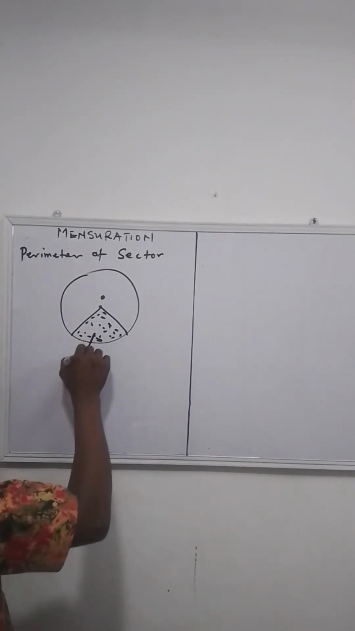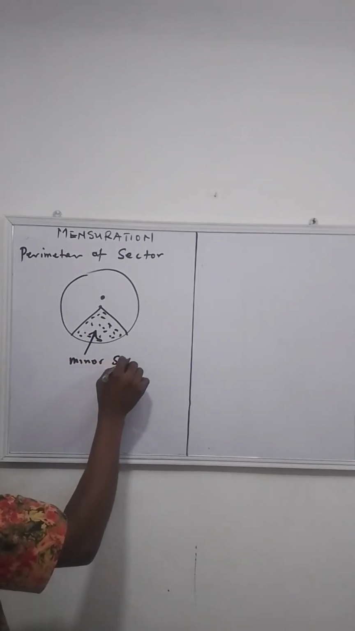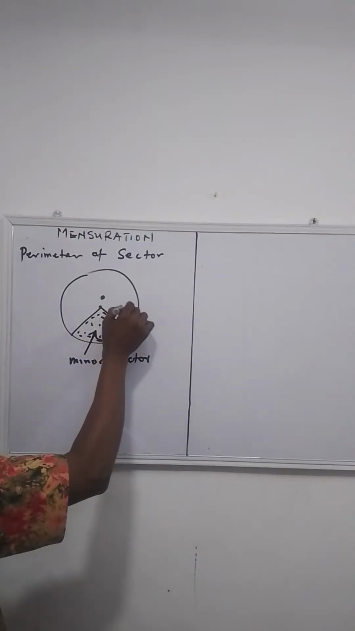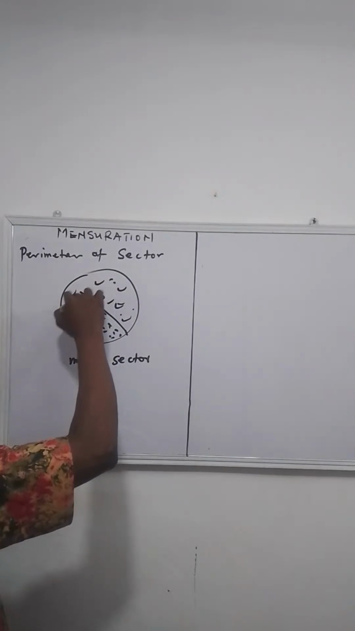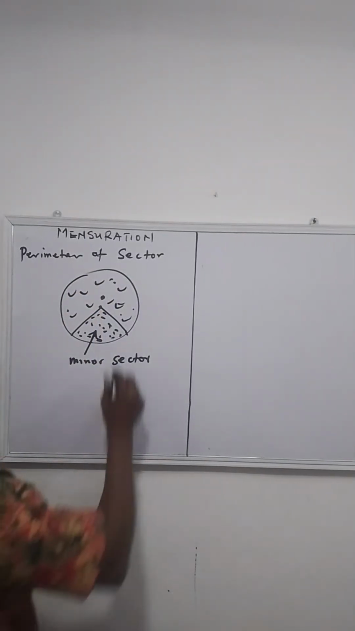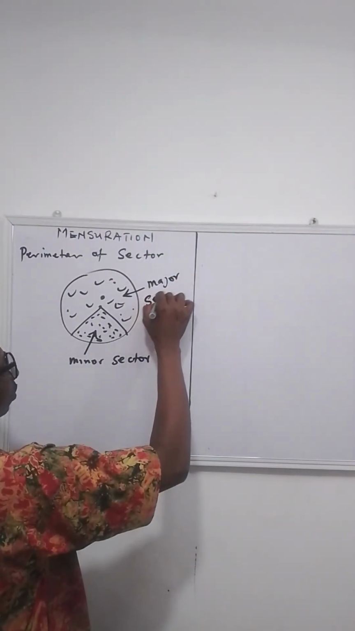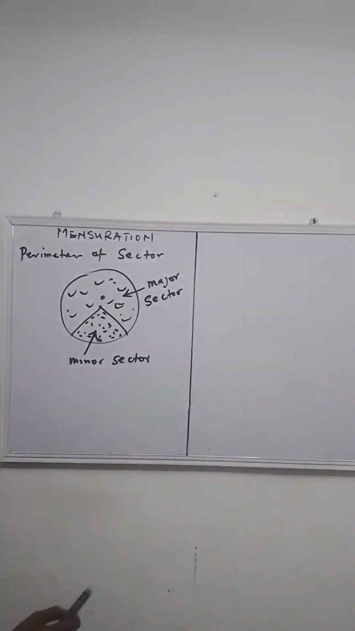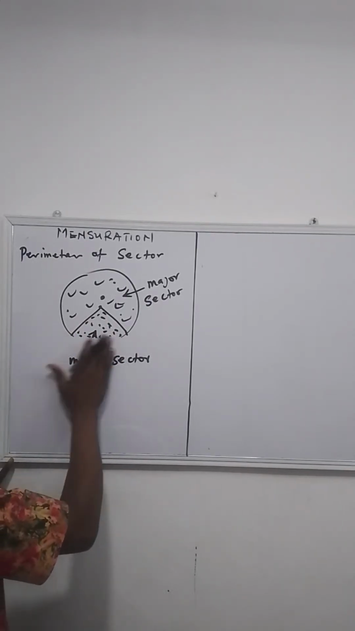and it is called minor sector. This other side is called a sector as well, and it is called major sector. Okay, so now a sector is bounded by two radii and an arc. Now look at this one. You have, let me bring out this minor sector, you see.